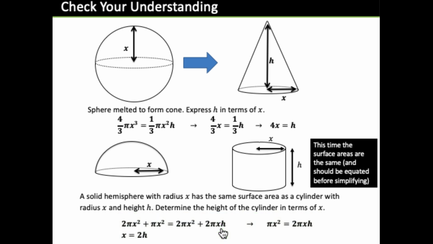This next one is a little bit trickier because it's the surface areas this time. So this one here is 2 pi r squared plus pi r squared, so pi x squared, which is this one here, and that's equal to this one here, which is equal to pi x squared times by the h. Make sure you're having a good think about that one. That one's tough.